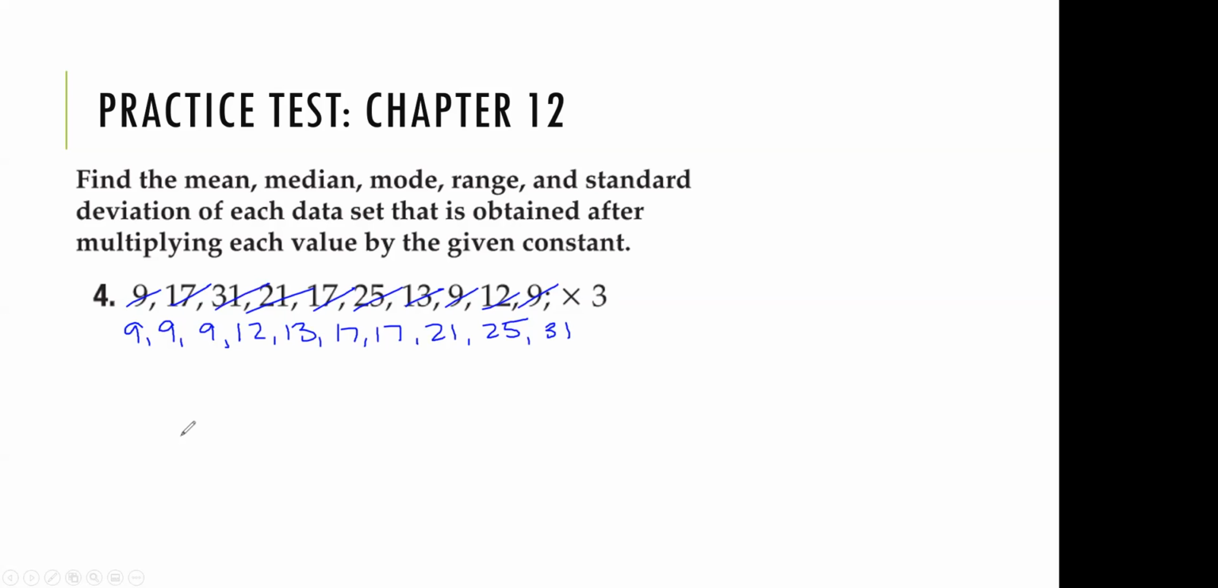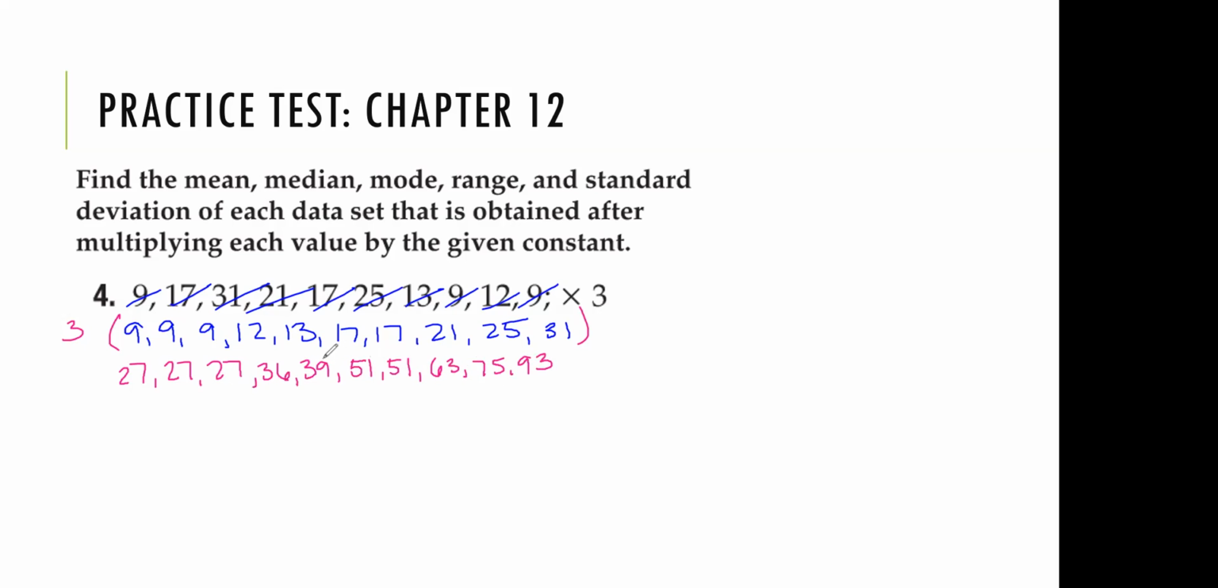Okay, so there's 2 ways I can solve this. I can find the mean, median, mode, range, and standard deviation of this set of data and then multiply that by 3. Or I can multiply each set of data by 3 and then find the mean, median, mode, range, and standard deviation of that data. Okay, so that's what I'm going to do. So I'm going to multiply each one of these by 3. Okay, so that would be 27, 27, 27, and then 36, 39, 17 times 3 would be 51, and then 63, 75, and 93.